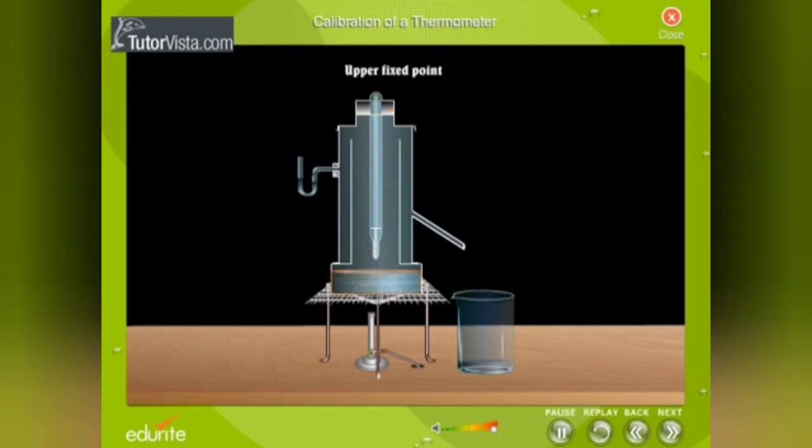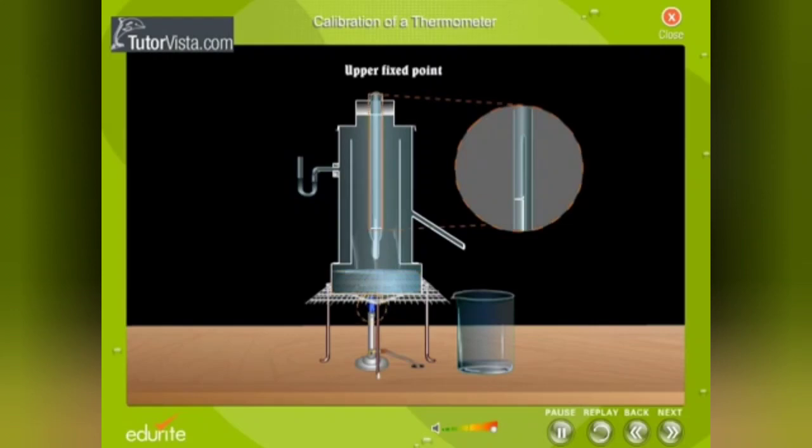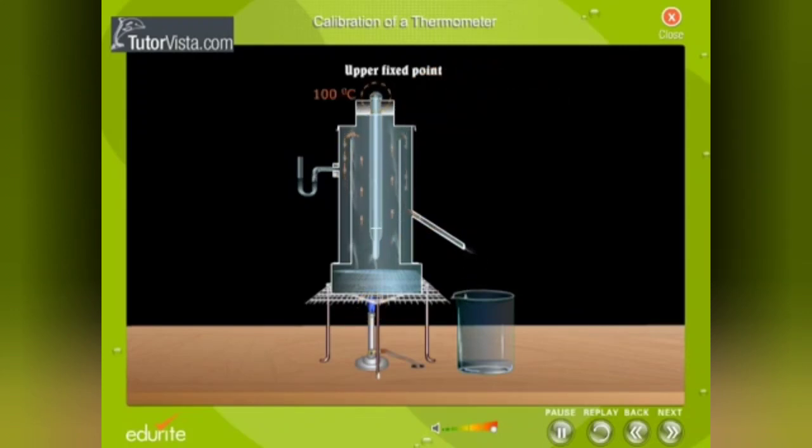The water is boiled and the steam produced passes up through the inner chambers and descends down through the outer section as indicated by the arrows. The bulb is surrounded with pure steam at atmospheric pressure. When the mercury meniscus in the thermometer remains stationary for a sufficiently long time, a sharp cut is made at that point with the help of a file, and that point is marked as 100 degrees Celsius. This is the upper fixed point or the steam point. Care is taken to see that the pressure of steam inside the hypsometer is the same as the normal atmospheric pressure.